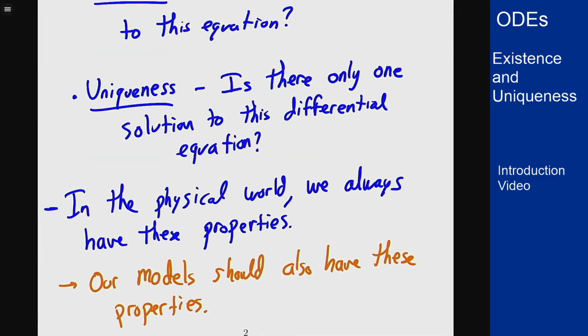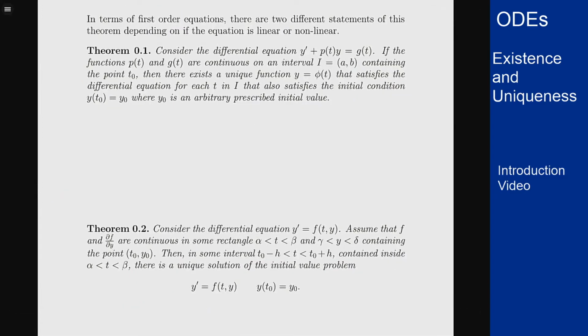Thankfully, it's not too hard to satisfy these properties when we know things about the differential equation we're trying to solve. So here are the two main theorems that we have for first order equations in terms of existence and uniqueness. If we have a linear differential equation, that's the first one. This is the linear case. And as long as we know that our functions p and g are continuous, then we are done. We know that we have existence and uniqueness along that interval, for any initial condition.